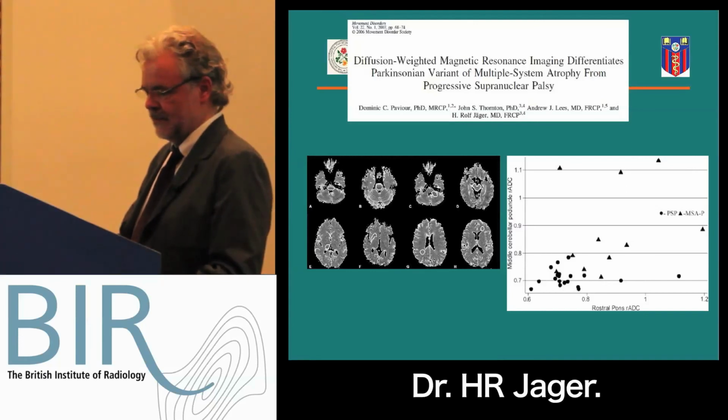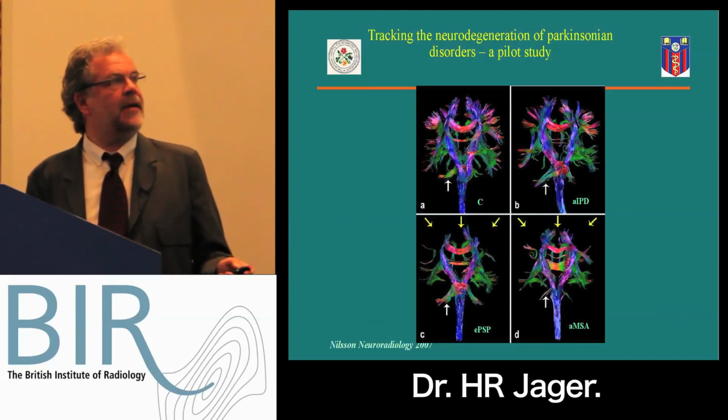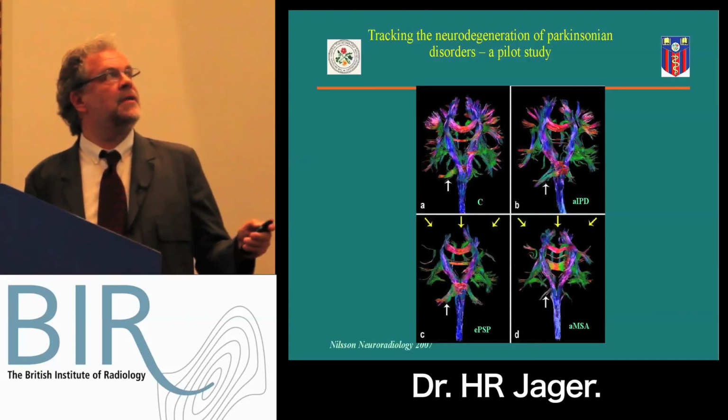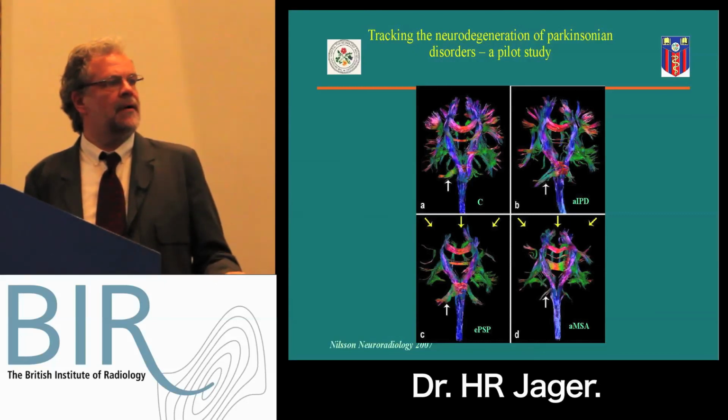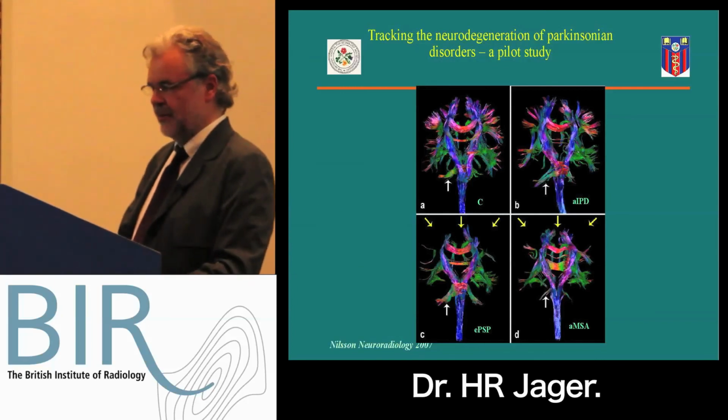So, finish with a nice colorful image. Here we have the tracking. This is Parkinson's disease, looks close to normal, a bit of fiber loss. Here we have progressive supranuclear palsy. You lose a lot of the cortical fibers, and that's at an early stage, and then in advanced multisystem atrophy, you lose your middle cerebellar peduncles, they are gone, or at least the anisotropy in them is gone.